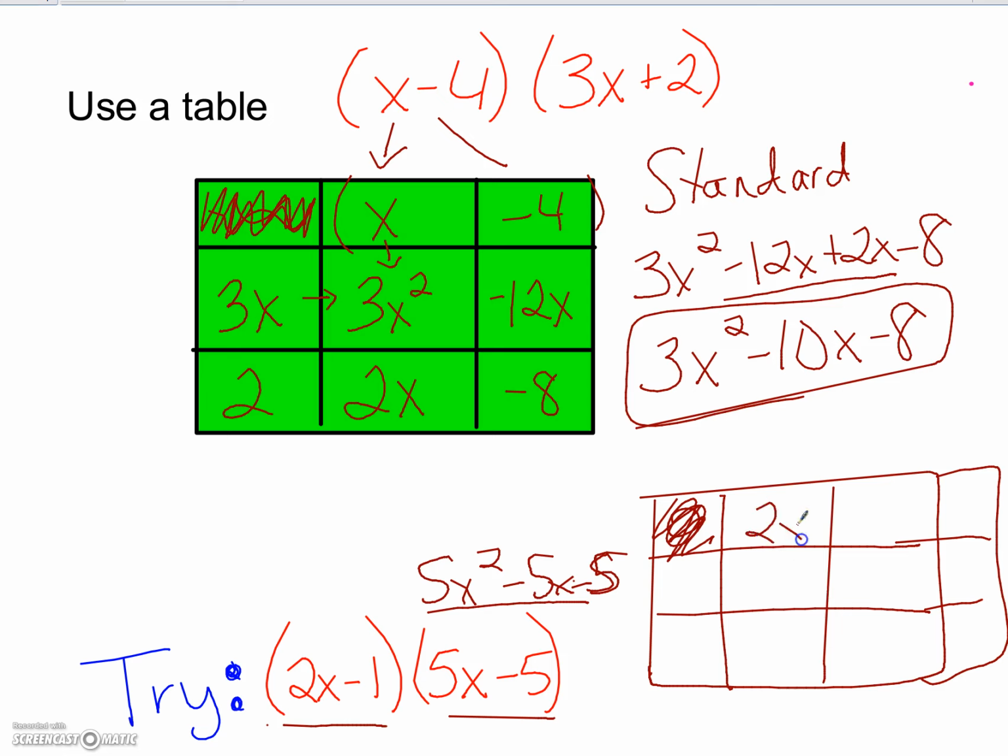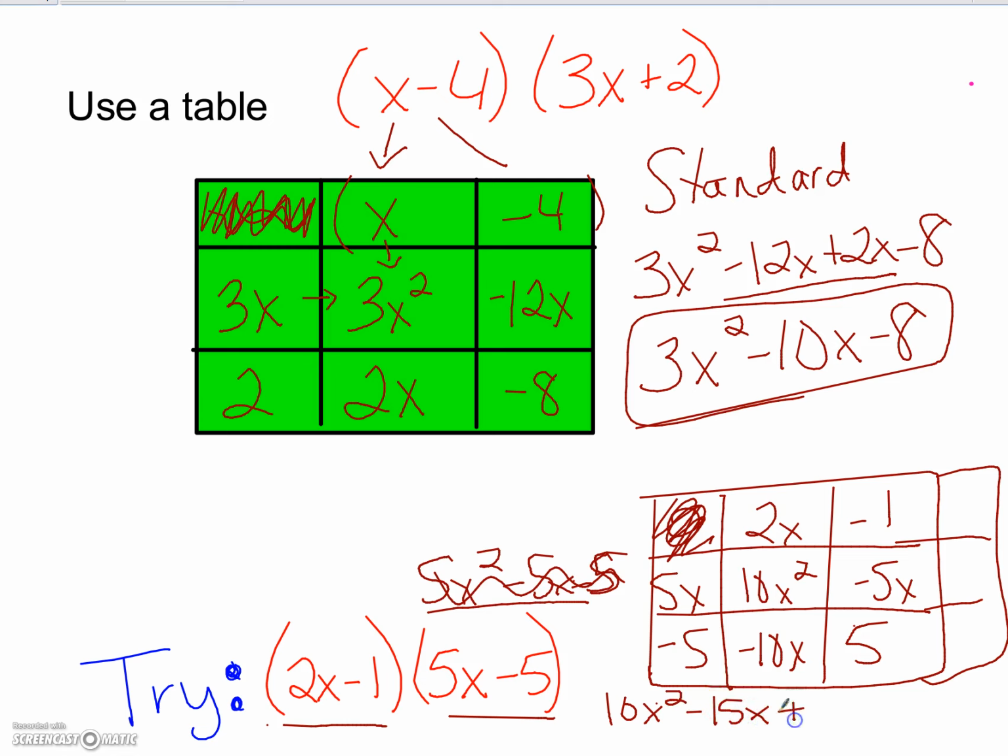Okay, so setting it up is the hard part. Then we get 10x, we get negative 5x, we get negative 10x, or this should be 10x squared, sorry, and then 5. Putting it together, 10x squared. I'm going to go ahead and combine these, gives me negative 15x plus 5. Okay, so that is the table method.